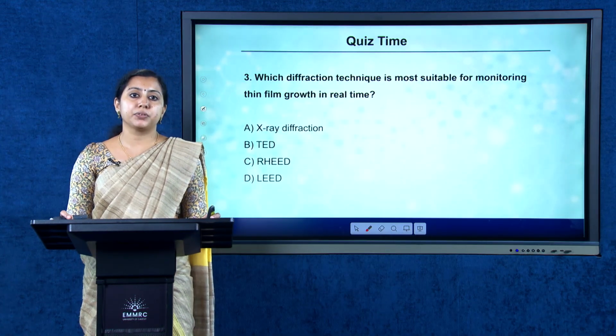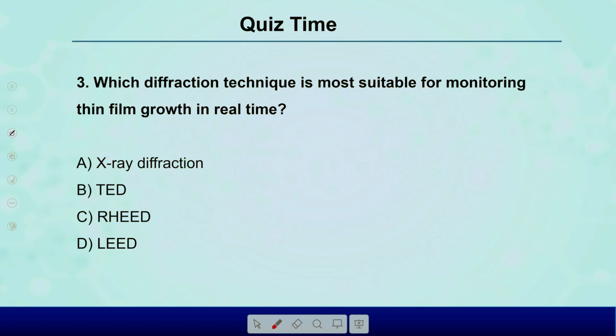Let us move on to the next question. Which diffraction technique is most suitable for monitoring thin film growth in real time? Option A, X-ray diffraction, option B, TED, that is transmission electron diffraction, option C, RHEED, reflection high energy electron diffraction, option D, LEED, that is low energy electron diffraction.